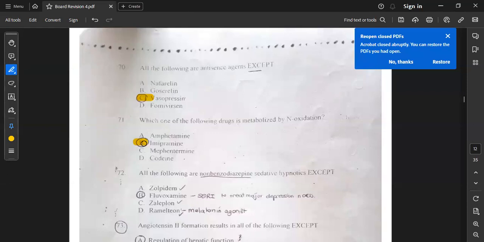Daktari is saying N-oxidation is a type of oxidative metabolism that occurs in the liver and other tissues. It involves the addition of an oxygen atom to a nitrogen atom in a molecule, forming an N-oxide. Many drugs are metabolized by N-oxidation, including imipramine, clonidine, and cimetidine. So simply put, N-oxidation involves addition of an oxygen atom to a nitrogen atom, hence leading to formation of an N-oxide.